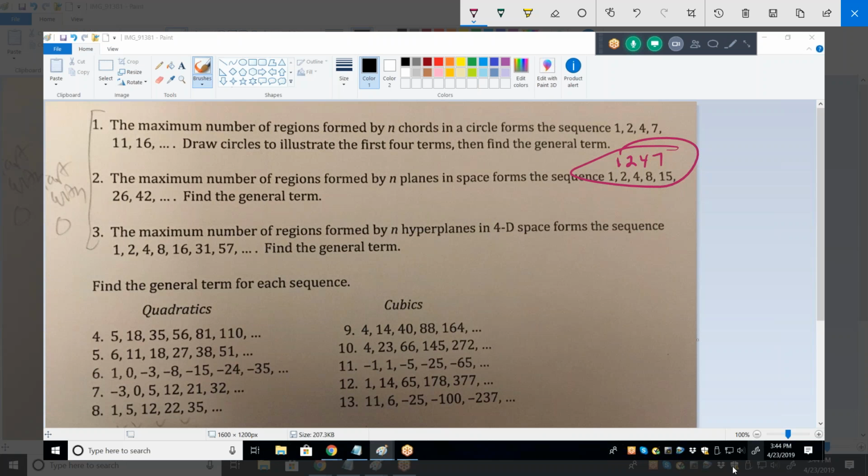So this has to be cubic. That's right. Which means a sub n has to equal an cubed plus bn squared plus cn plus d. And we're going to generate 4 equations and 4 unknowns.